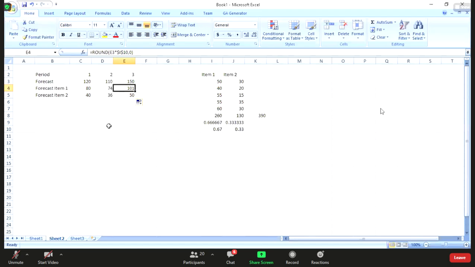Sir, let me see the formula on forecast item 1. Okay, forecast formula item 1. This one, the percentage. Or we just move here. If we copy to the right, it will be good. This one is also the same. Move here. Okay, very good.